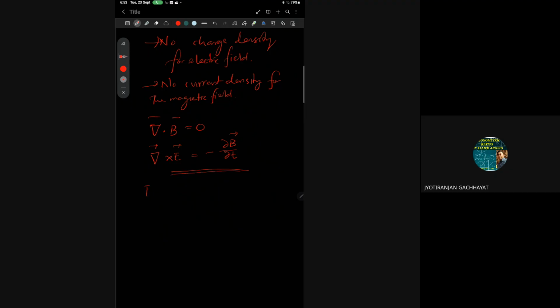Identities of vector calculus. Del dot del cross, if I take a vector X, what will be its value? 0. Right? All of you remember this, right? From mathematical physics.